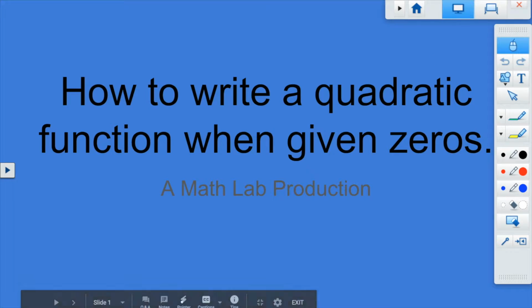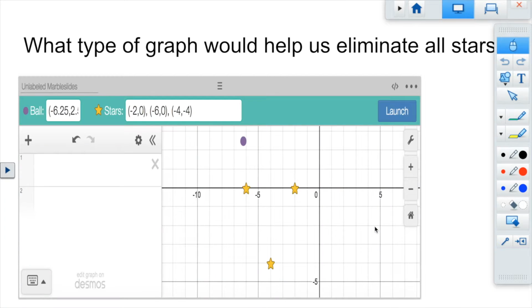Hi guys. So today you're doing a Desmos activity where you want to have your marbles slide to take out all of your stars. And to do that, you're going to have to write a quadratic function when given zeros. And this is something that you may not have realized that you've done in the past. So let's get started. I'm looking at number 3 here.